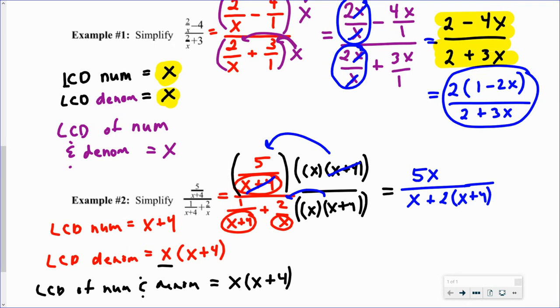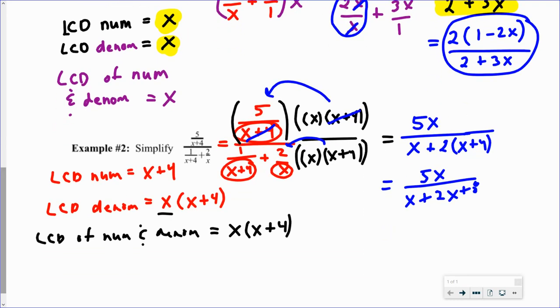So now it's just a matter of simplifying the numerator a little bit further, 5x, and denominator as well, x plus 2x plus 8. And then to finish this off, x plus 2x is 3x, so we should get 5x over 3x plus 8.